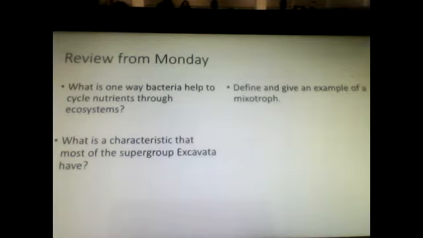Is cyanobacteria? They are photosynthetic only bacteria. But if they were both, you could still say they were mixotrophs.